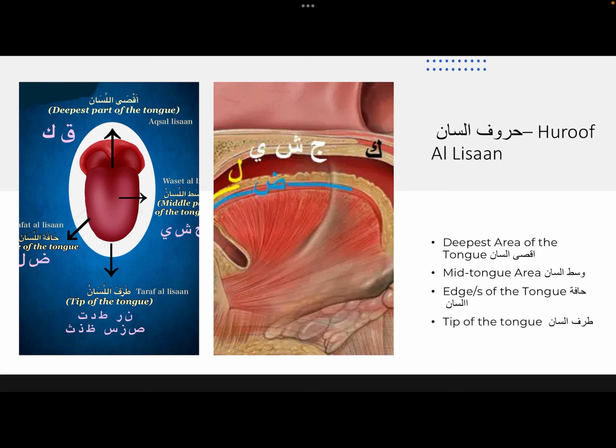If we come a little further forward, to the front of the tongue, that's the area where we are pronouncing kaf, ka, ka. So qa, ka, qa, ka. These are very different sounds and very different pronunciations of these huroof, which we have to be very careful with while we are reciting the du'as or reciting Quran.